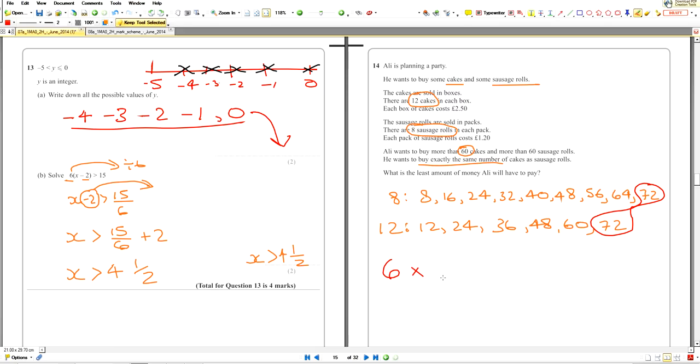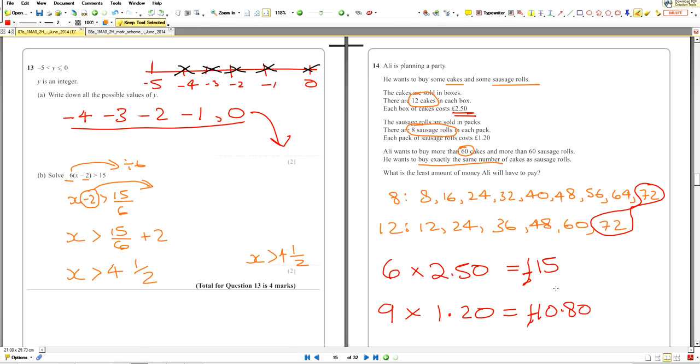And how much does each box cost? £2.50. Okay, now, if you look at the sausage rolls sold in packets of 8, how many 8s go into 72? 9. So we're going to buy 9 packs of the sausage rolls. How much do sausage rolls cost? £1.20. So can you give me an answer for top and bottom, please, folks? The top one will give us £15. And the bottom one will give us £10.80.